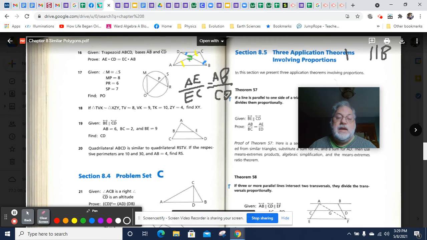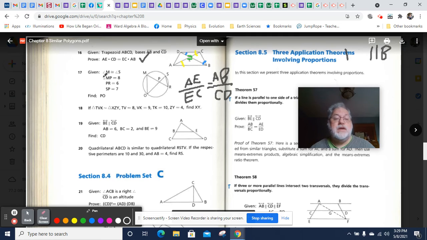And so AE times CD will equal EC times AB, and that's a match. Yay! So that's what you've got to prove. And with all of these, of course, I'm walking you through it, but you've got to write the proof. You should pause whenever you like, and then you can come and see how you did with it.